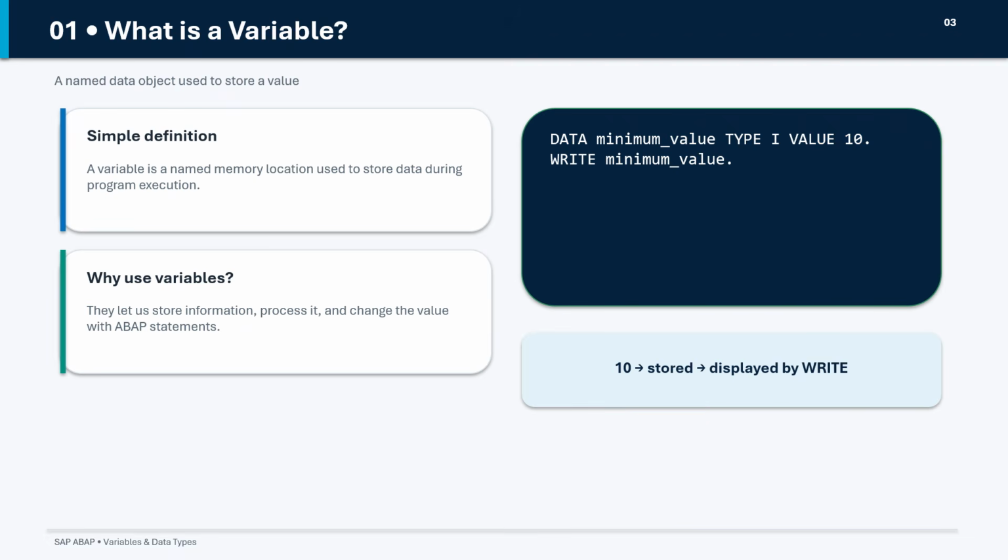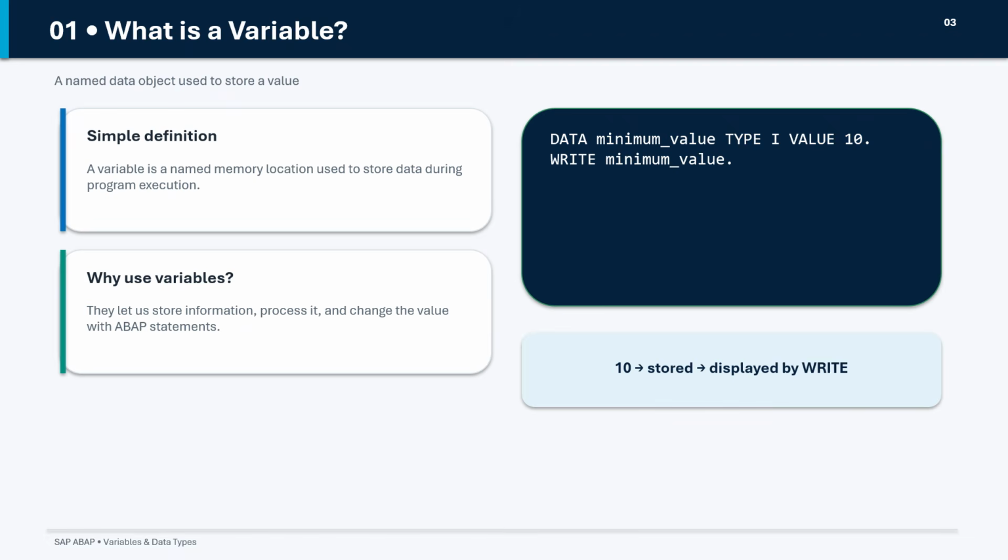And here is a simple example and syntax, showing how a variable is declared and how to initialize it. Here we have DATA, then the variable name, min_value, and TYPE I, which means integer. This variable is declared as an integer, and then we set the value to 10. The initial value is 10.